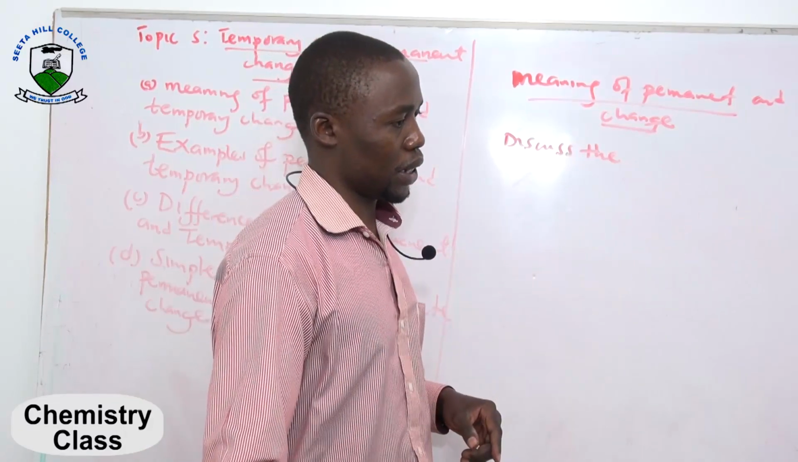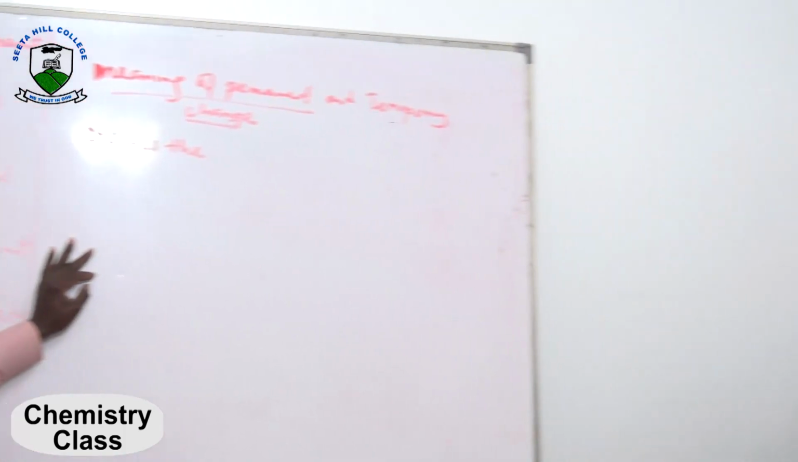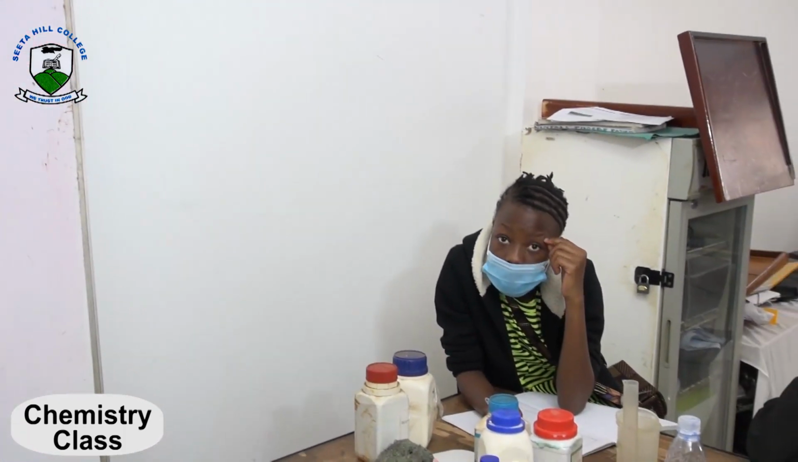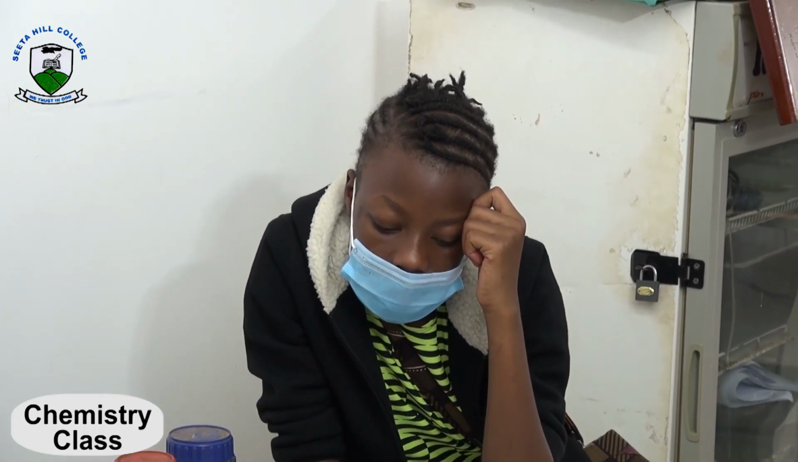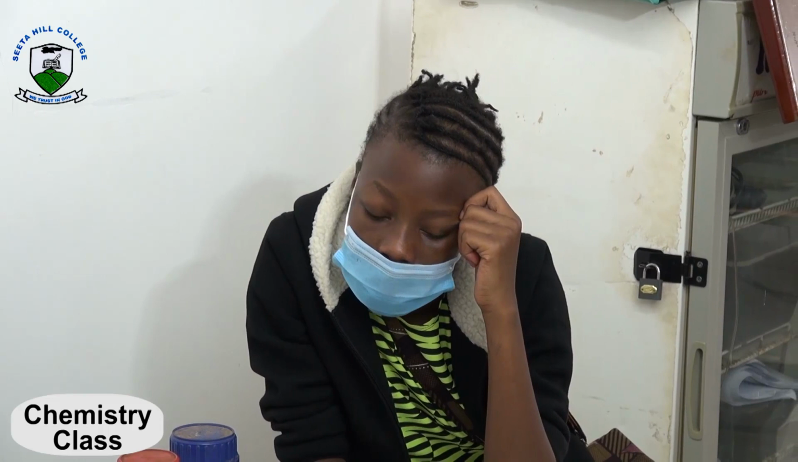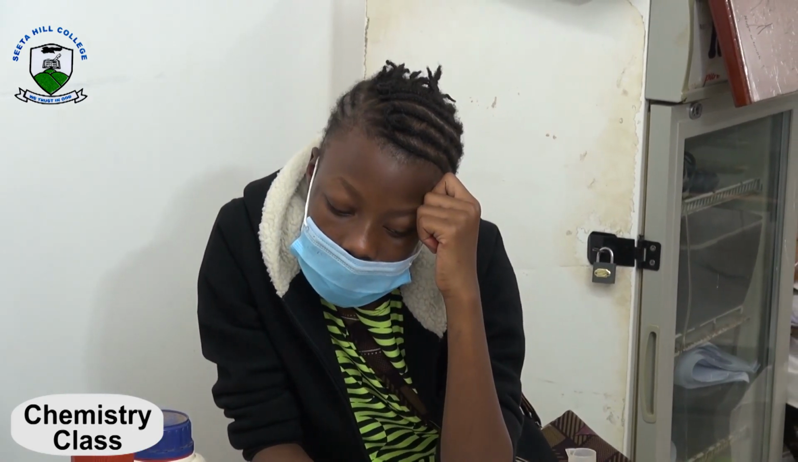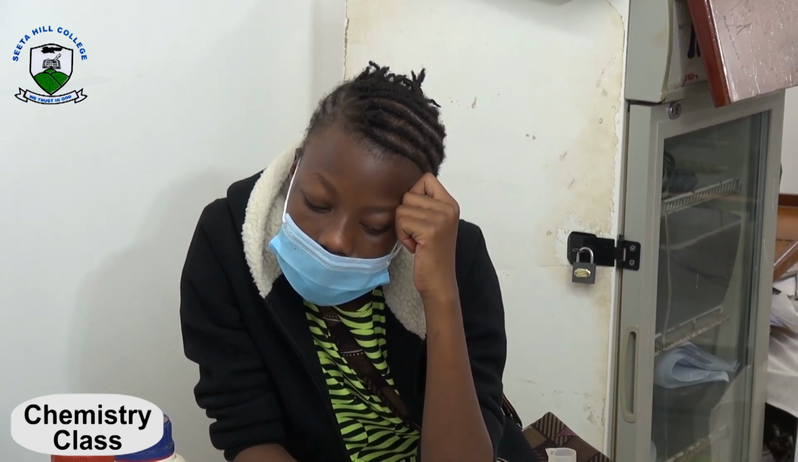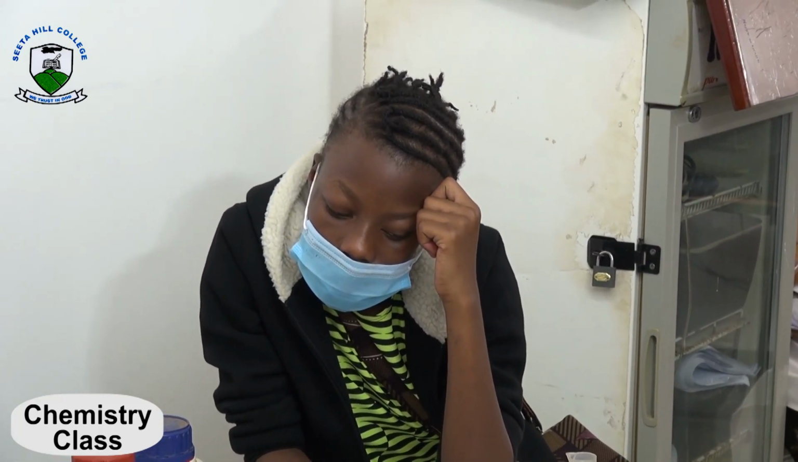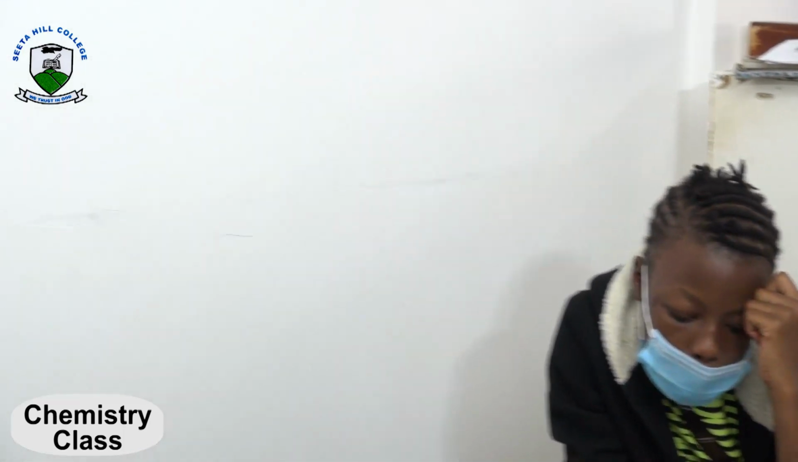Permanent change is a change that occurs and cannot be reversed. Temporary change is a change that occurs and can be reversed. But the newness of a substance, is a new substance formed for that physical change? Yes, it has been formed. See, now to be a new substance is to take up another name.